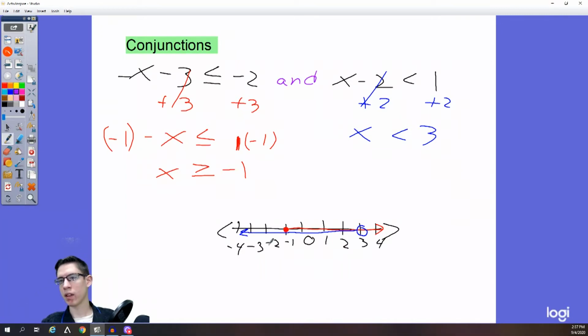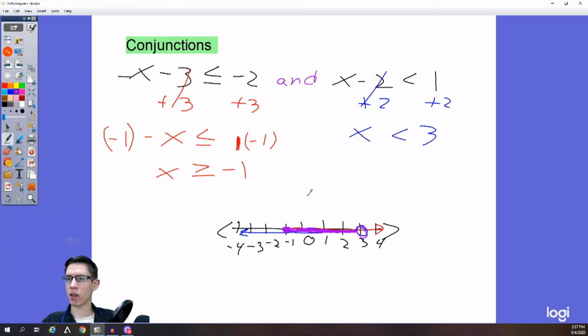So when we look at our graph, it's going to say with the red, every number larger than negative 1, and with the blue, every number smaller than positive 3. But in order to satisfy both things at the same time, in order to satisfy a conjunction, we are actually only going to include these numbers here. The numbers between negative 1 and positive 3. We'll use that closed circle for the negative 1 because that satisfies this, and we'll use an open circle over here to satisfy this.